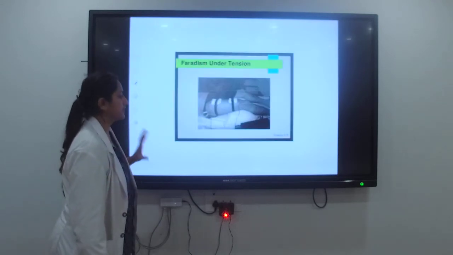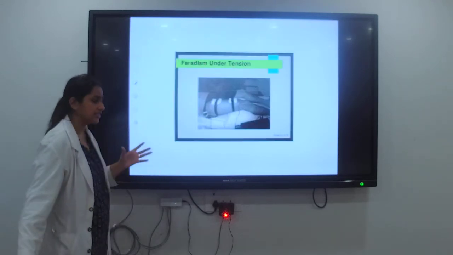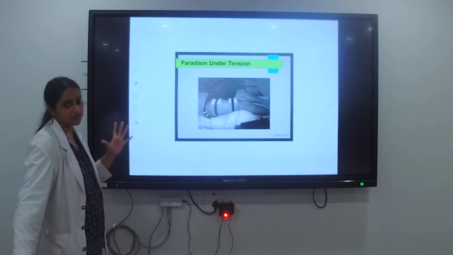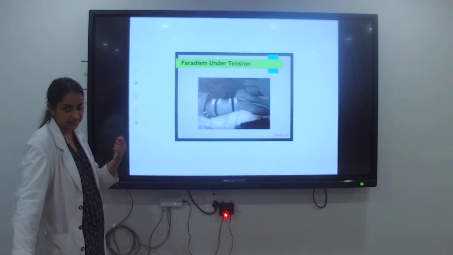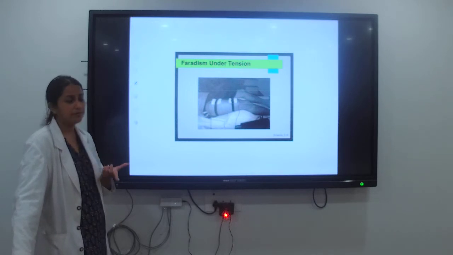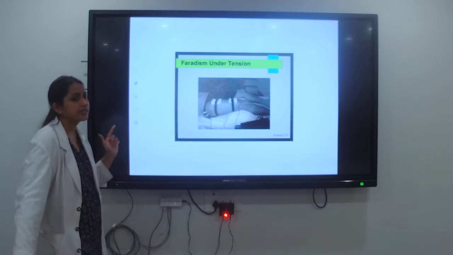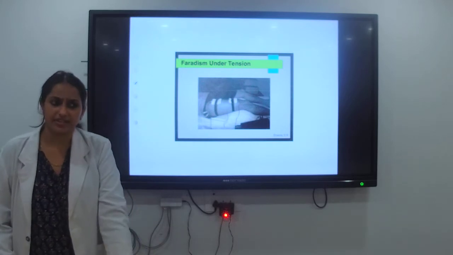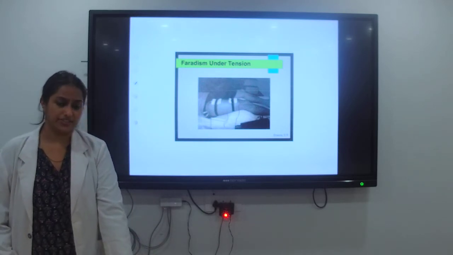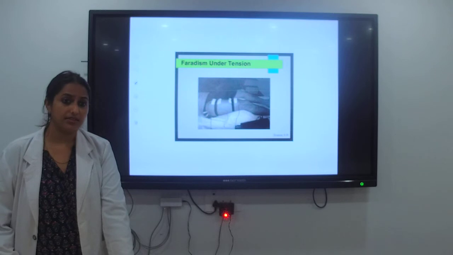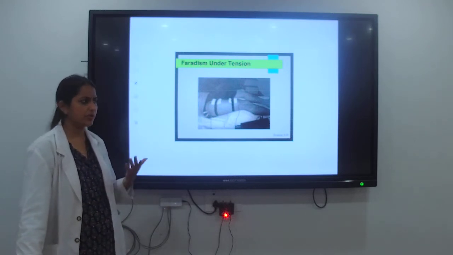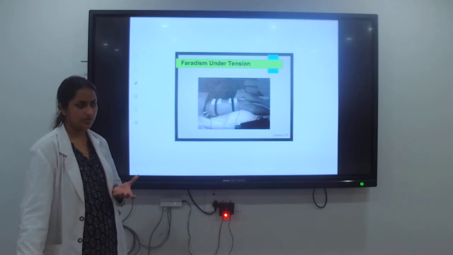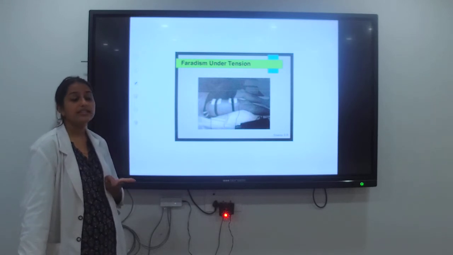And what is Faradism under tension? It is the same as Faradism under pressure. The pressure word was because of the crepe bandage, which gives pressure. What about Faradism under tension? In which manner is it applied? In a kind of tension. Tension can be provided, and tension is a kind of weight. So tension is provided in a kind of weight.